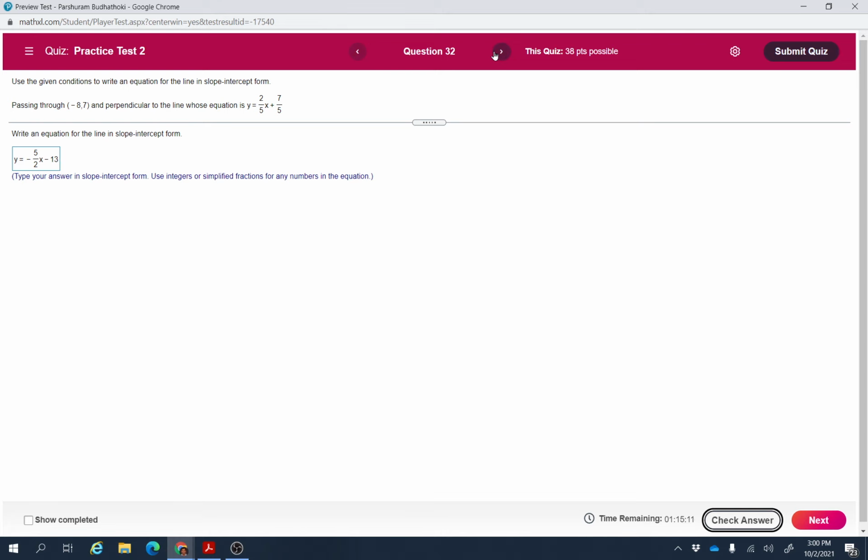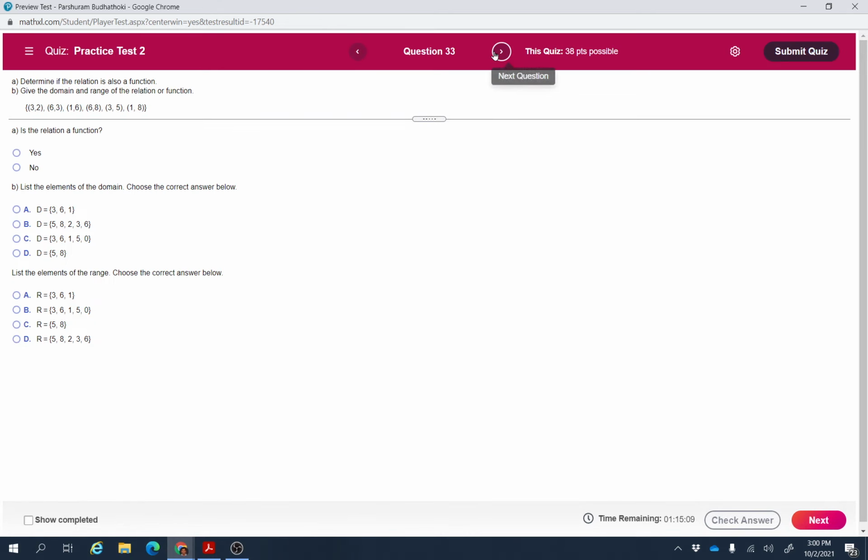Okay, determine if the relation is also a function. So that's the first question. Give the domain and the range of the relation or function.